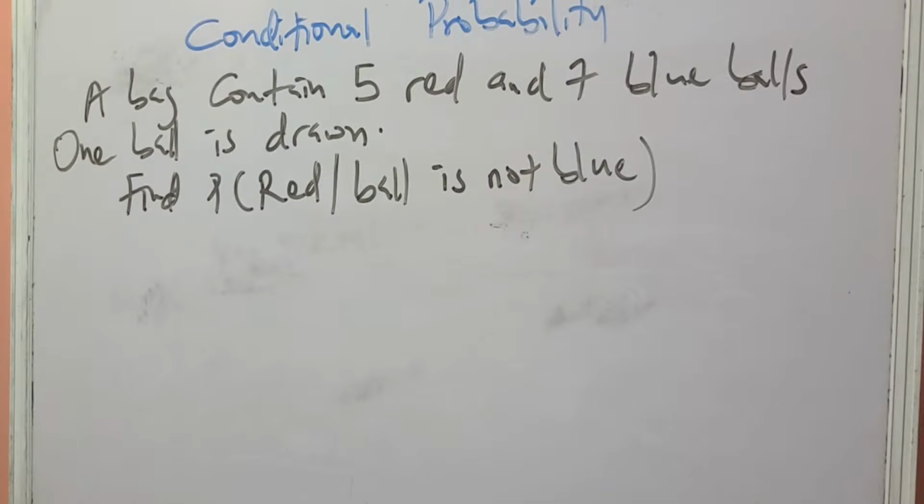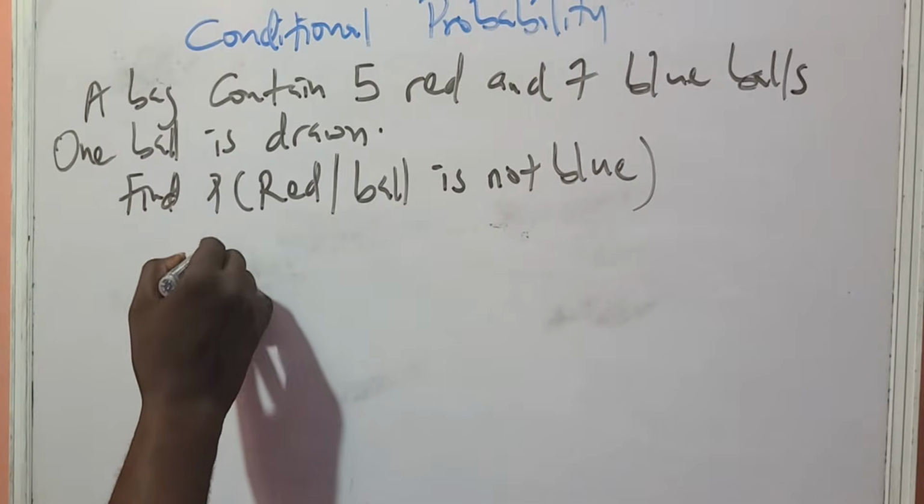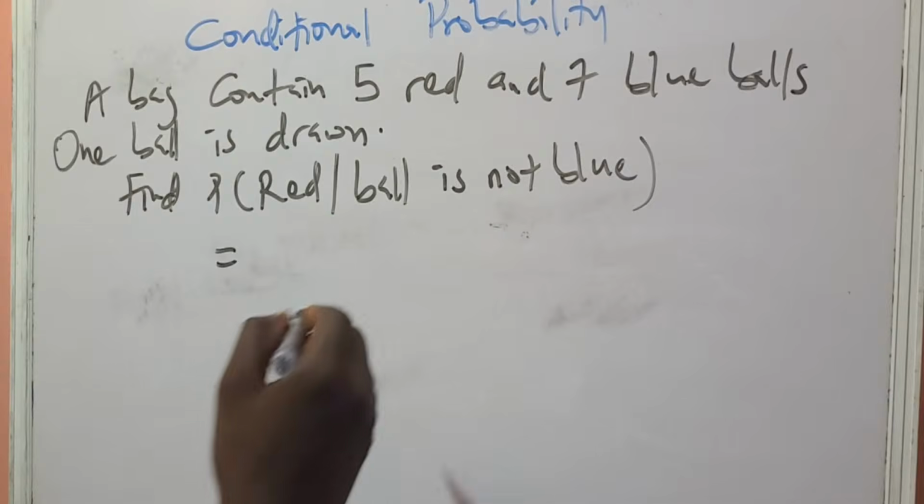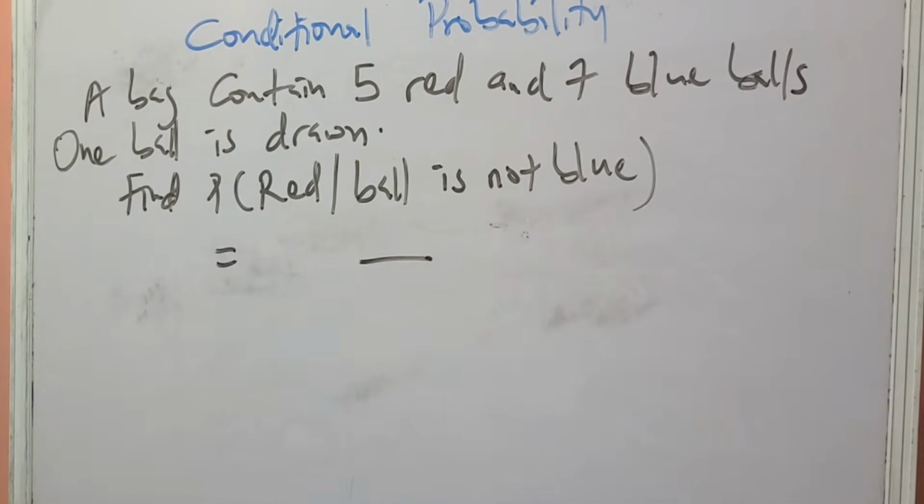Okay, can you guys tell me, those of you, I can see the majority of you are writing the answer as 1. Can you tell me how you got 1? What was your numerator? What was your denominator? How did you arrive at the answer 1? Probability of red given that the ball is not blue. Can you tell me?